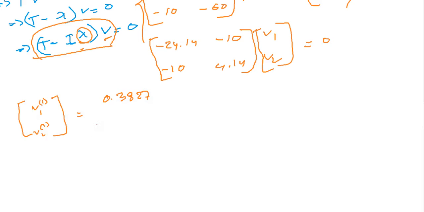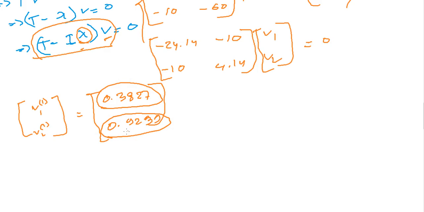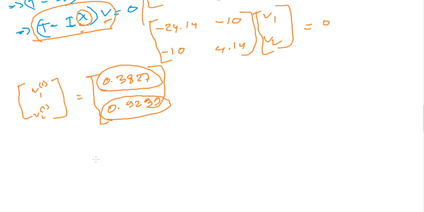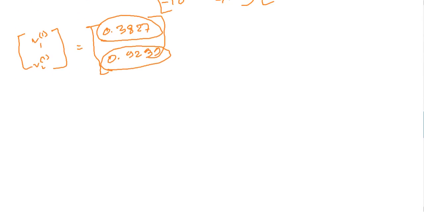0.3827, here 0.9239, so we get that. So what does this mean? This just means these are the x-axis unit vectors and this y-axis unit vectors, something like that. So if we draw, because we normalize this to unit vectors, so if we draw this here, then we can find, we draw Cartesian coordinates here, right? So this is corresponding to x-axis, and this is corresponding to y-axis.